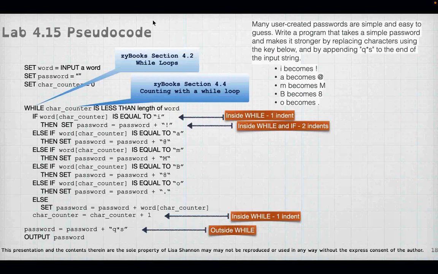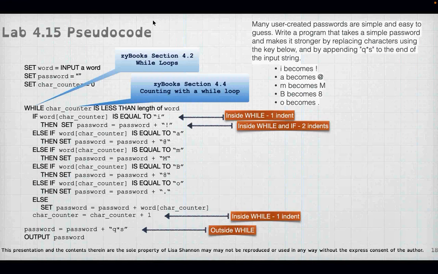Here, you're going to modify some letters. User created passwords are simple and easy to guess. Write a program that takes a simple password and makes it stronger by replacing characters using the key below and by appending Q star S to the end of the string. So I have a string. Somebody's going to put in a string. And I'm going to create a new password from that string. But there are some rules. And the rules are these if-then-else statements.